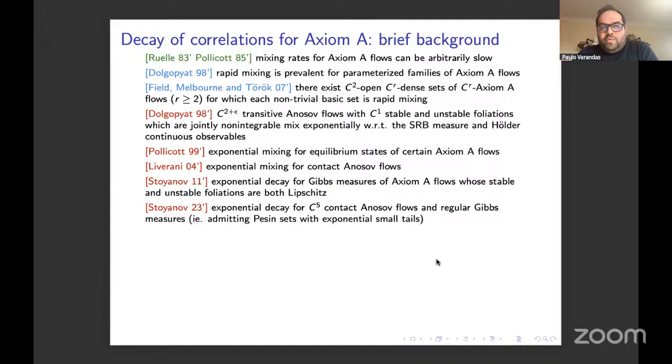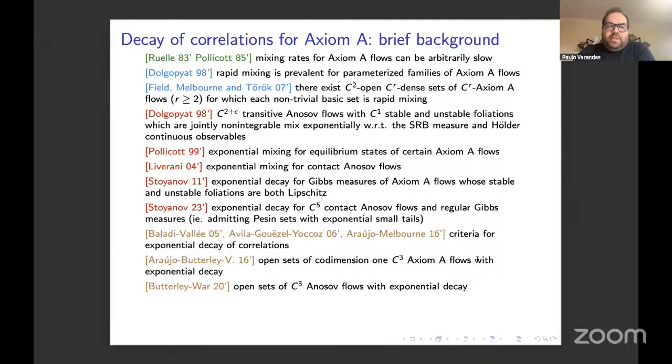So the point is that people started to believe, and sometimes it's mentioned as a Bowen-Gouëzel conjecture, that Anosov flows have exponential mixing, provided they are topologically mixing. That every topologically mixing Anosov flow should be exponentially mixing. This is still an open problem.